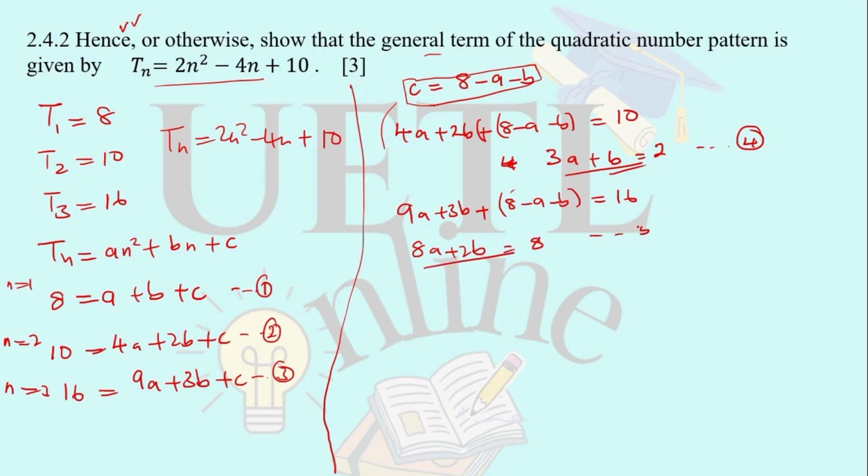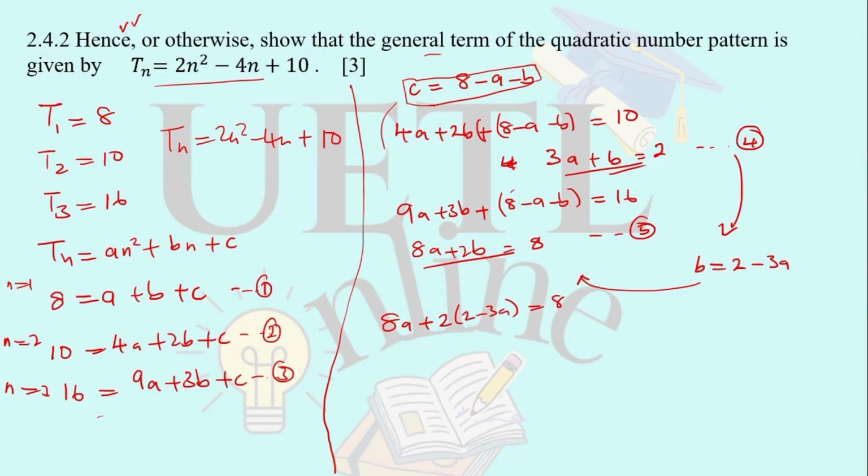Now our duty is to solve equations 4 and 5. Let's make b the subject of the formula from 4. From 4 we can know that b is equal to 2 minus 3a. Substituting b in this equation, we get that 8a plus 2b becomes 8a plus 2 times 2 minus 3a is equal to 8.